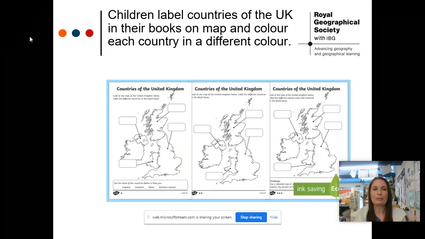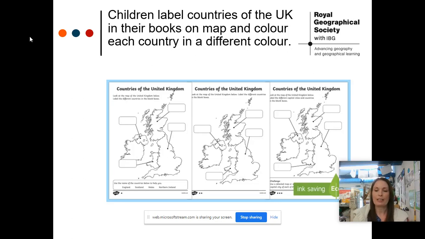Now, at school, children, we are going to be labelling the 4 countries of the UK, and we're going to write their names, and we're going to colour each one in a different colour. Now, children at home, if you can access the links that we've given you, you may be able to print the map yourself and do the same. But if you can't, or you're finding that tricky, don't worry, you don't have to do this part of the lesson.